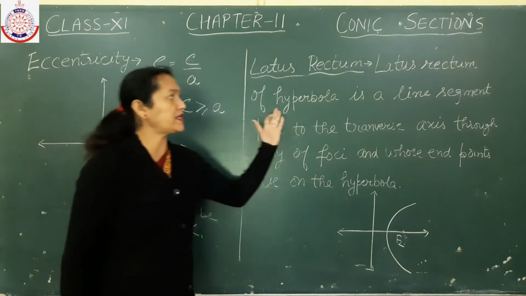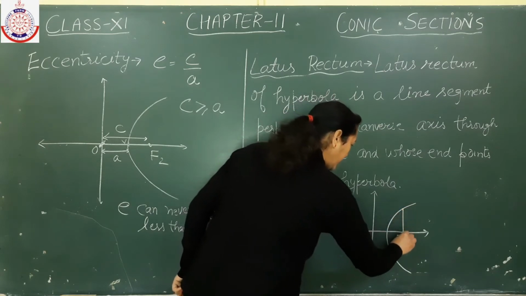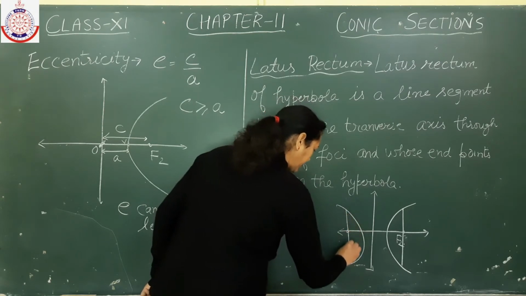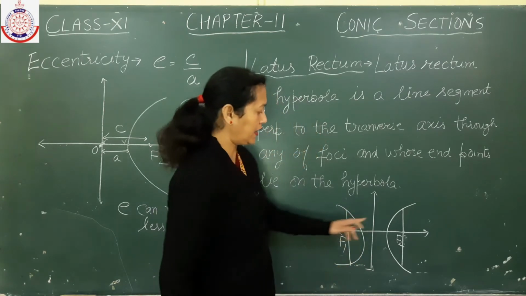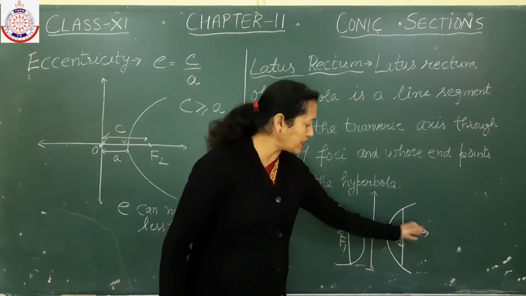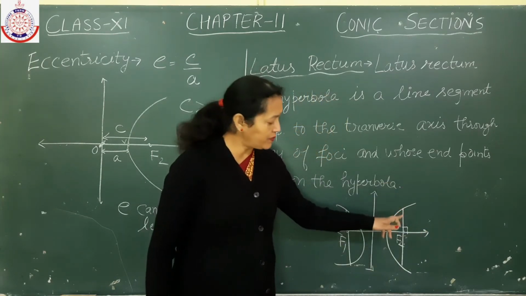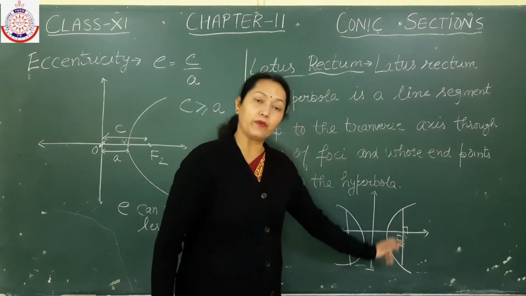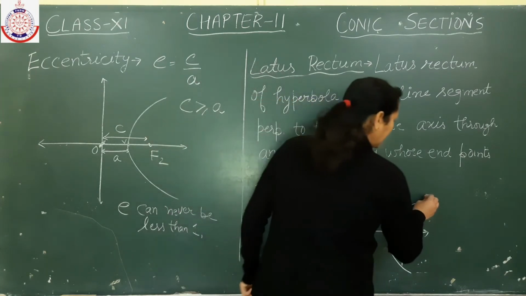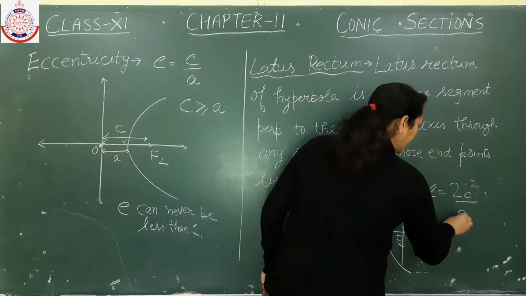Here we talk about latus rectum. If we draw a line segment in such a way that it passes through any of the focus points, the line passes through the focus points and is perpendicular to the transverse axis. The line is drawn in such a way that the endpoints of this line lie on hyperbola. Then this line is called latus rectum. And earlier also we have studied that length of latus rectum can be given as 2b square upon a.